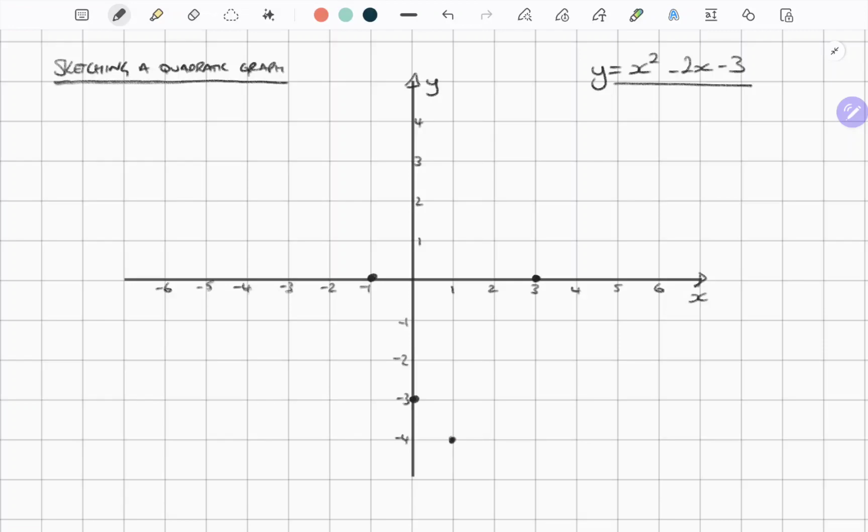So here are our points here. I'm just going to label them. So we had (3, 0). We had (-1, 0). We had (0, -3), and then we had (1, -4). Always good to label them.